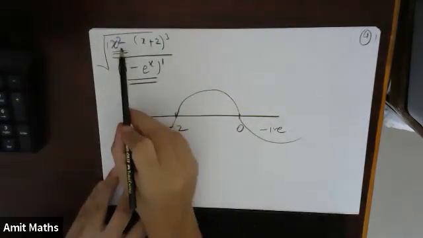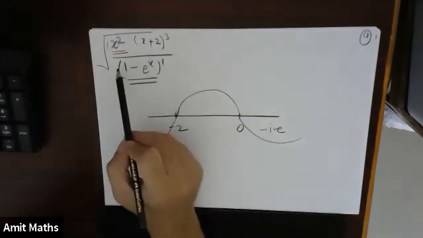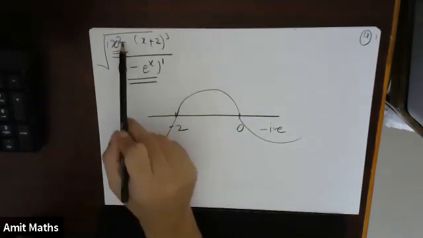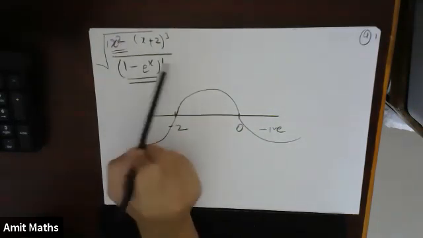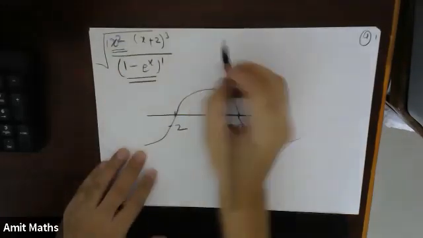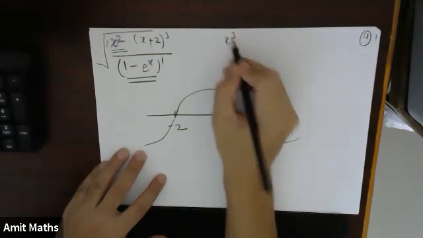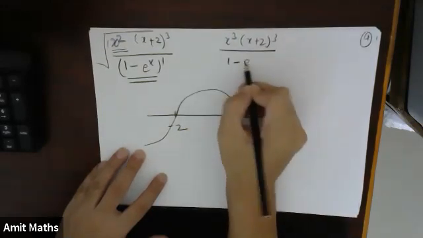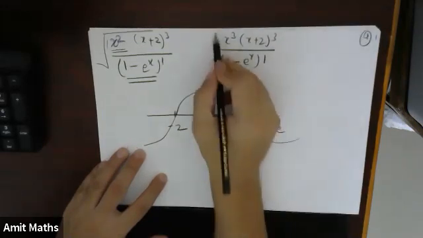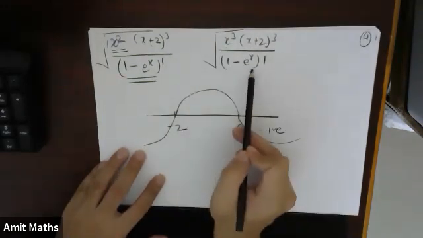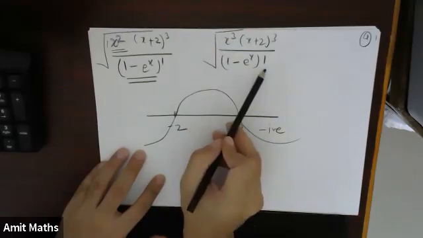So whatever factors have the same critical points, I will simply add up the powers. Suppose this was x cube, x plus 2 whole cube upon 1 minus e to the power x to the power 1 under the root. The critical point of this is 0, and the critical point of this is 0. 3 plus 1 will become 4.